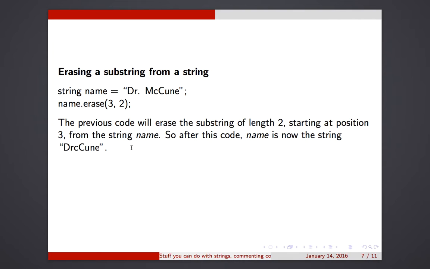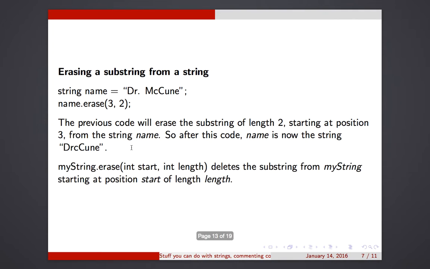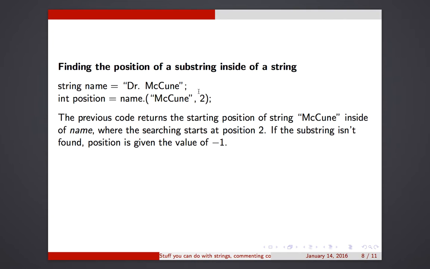So you can put things inside of a string, you can take things out of a string. So myString.erase, you give it 2 numbers. The first number is a start position, the second number is a length. It deletes the substring from myString starting at position start of length length. So in this case, starting at position 3, I will erase 2 characters. And by the way, this is not symmetric. You cannot switch 2 and 3. The first number is a start position. The second number is a number of characters, a length number. So you cannot write name.erase 2, 3 if you mean 3, 2. Those will be different things.